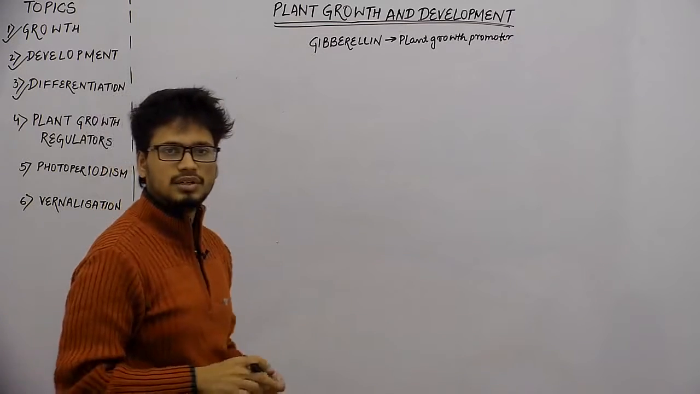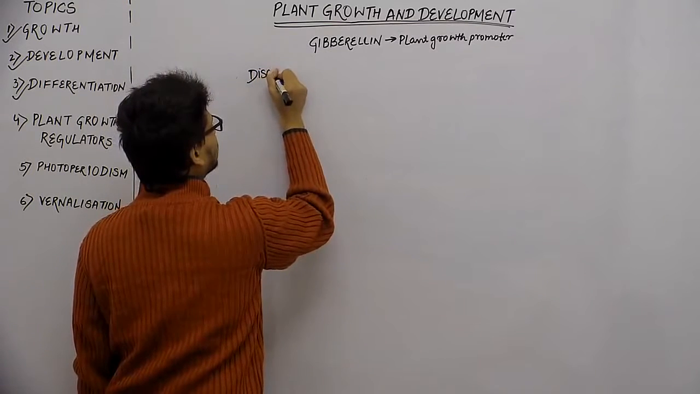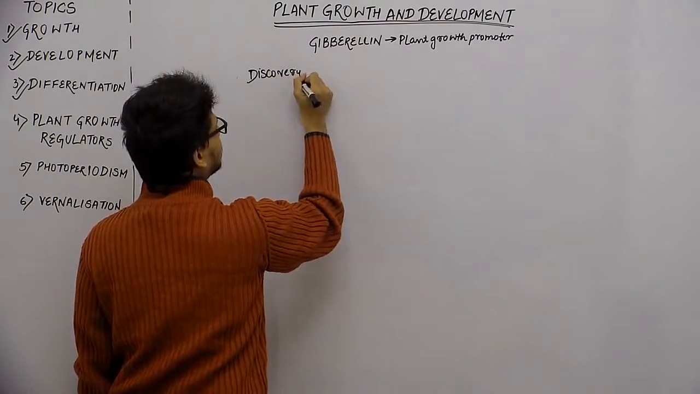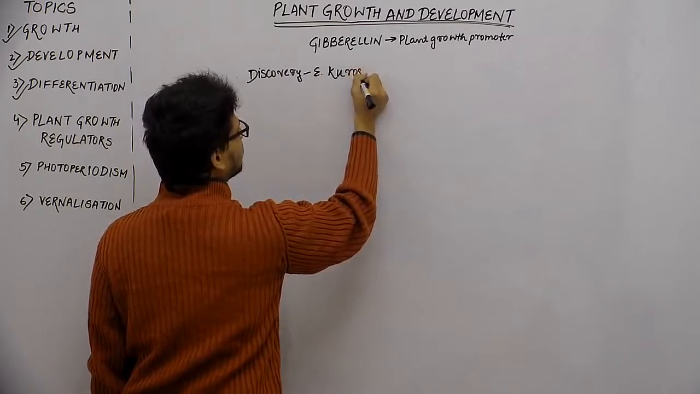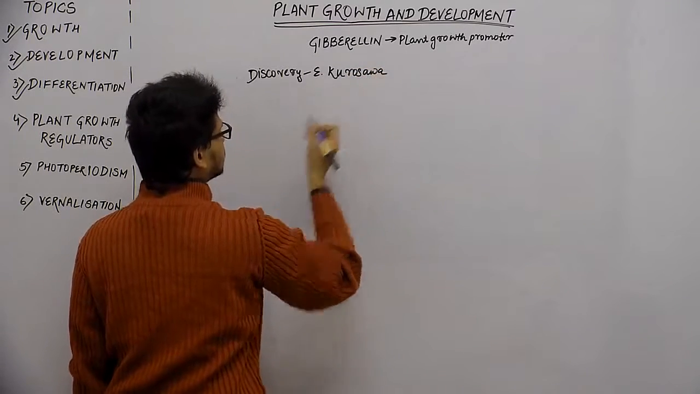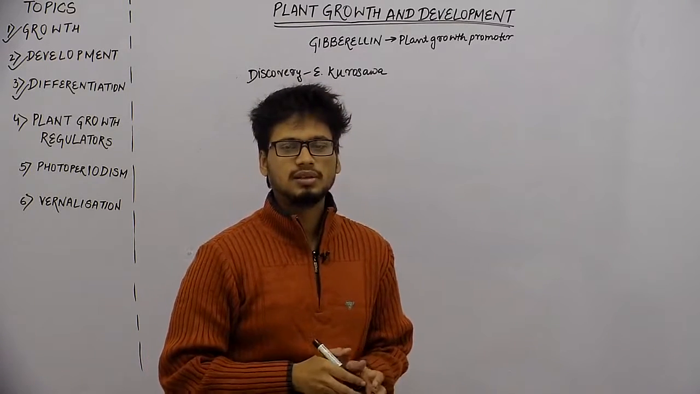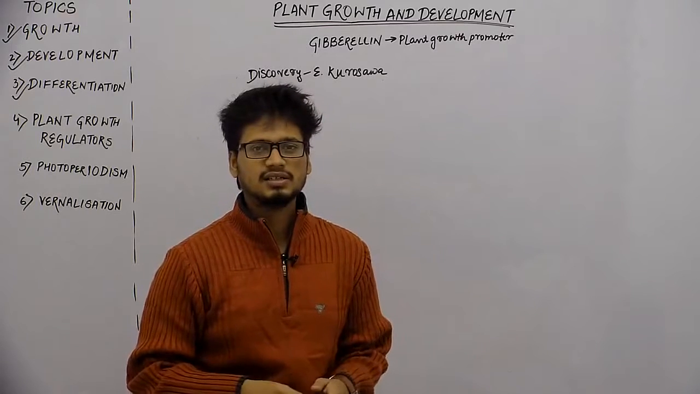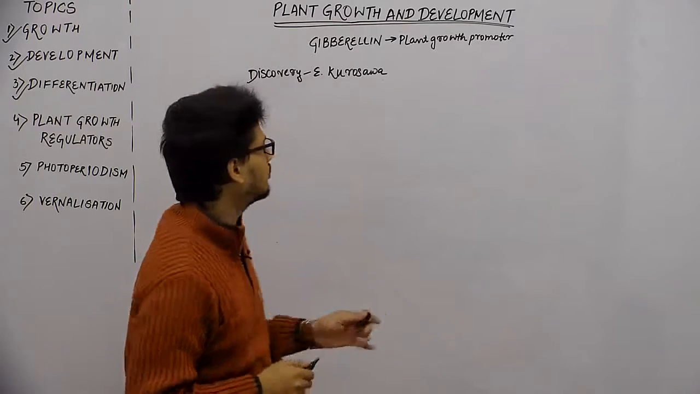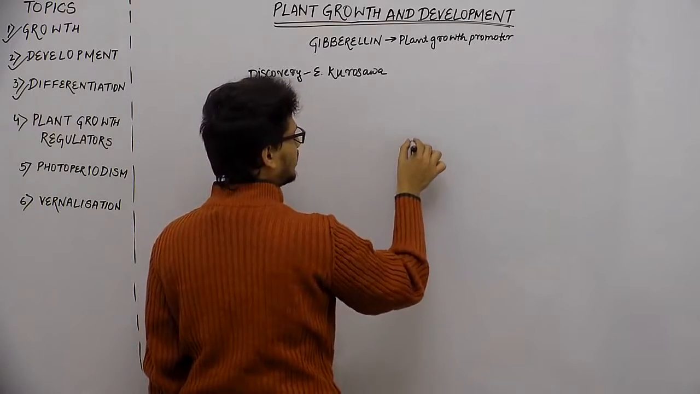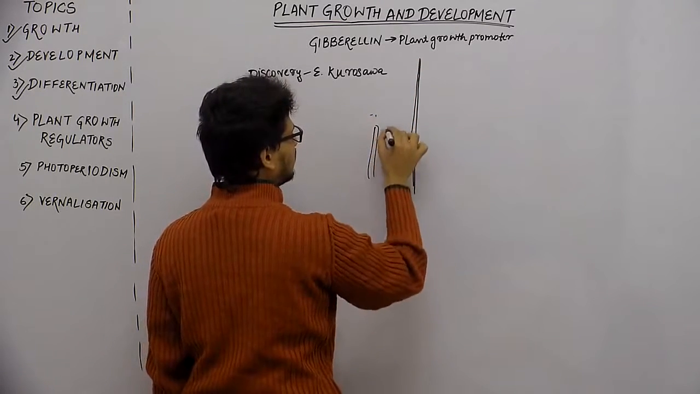Now the discovery of gibberellin was done by E. Kurosawa, who was a Japanese scientist. So how was it discovered? In its discovery, Japan has rice as their staple crop. So among all the crops, some of the plants grew very thin and taller than the other plants. Let's say these are the other plants.